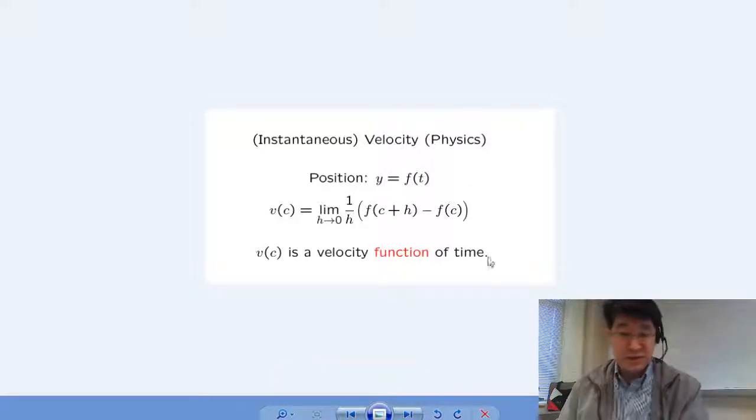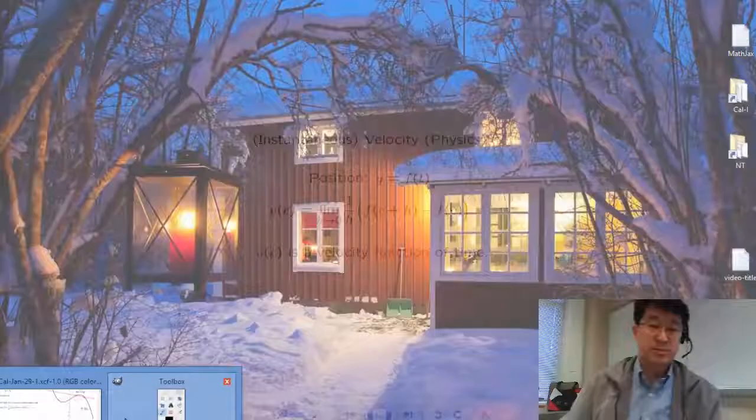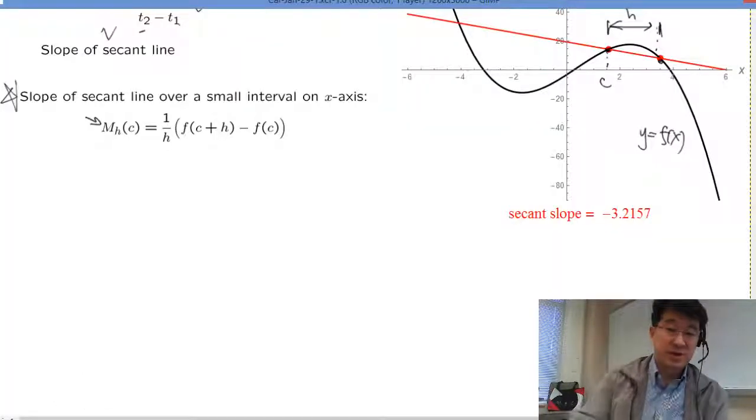I'm just summarizing it here. Let me do that on the next page. Just going to copy that down.